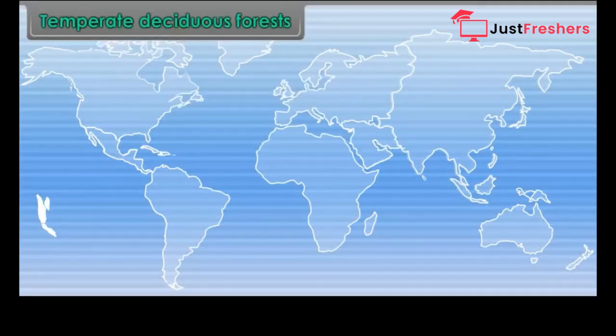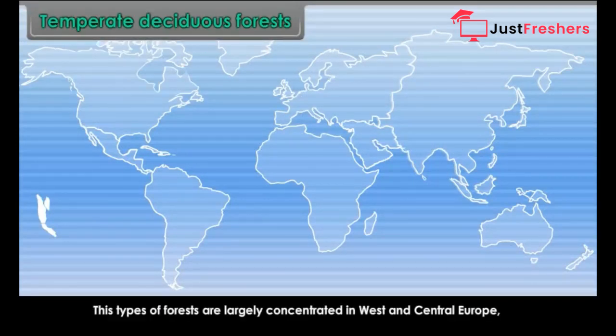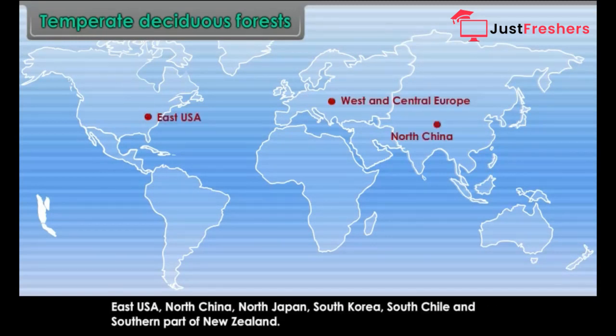Temperate deciduous forests. This type of forests are largely concentrated in West and Central Europe, East USA, North China, North Japan, South Korea, South Chile and southern part of New Zealand.